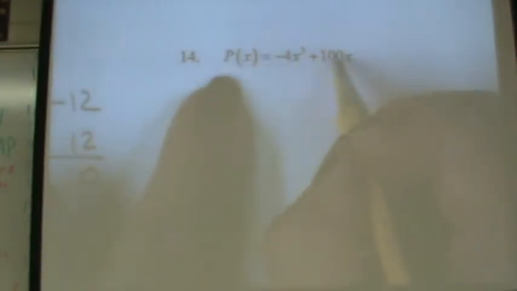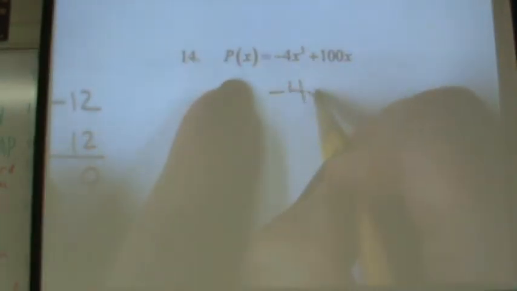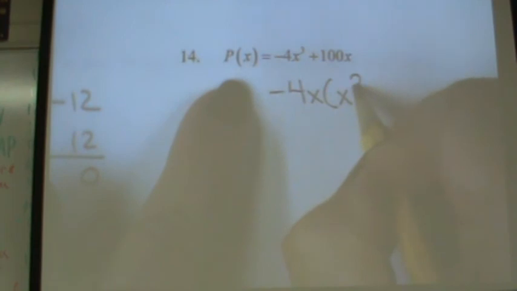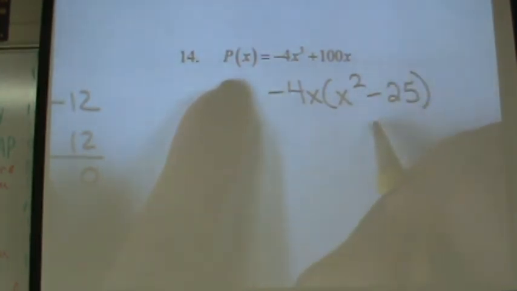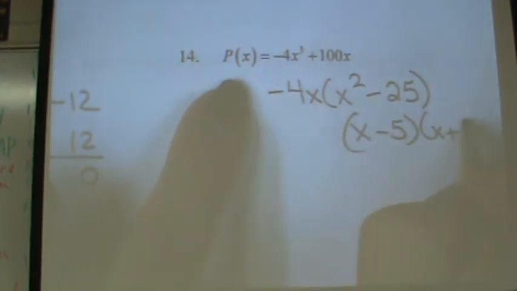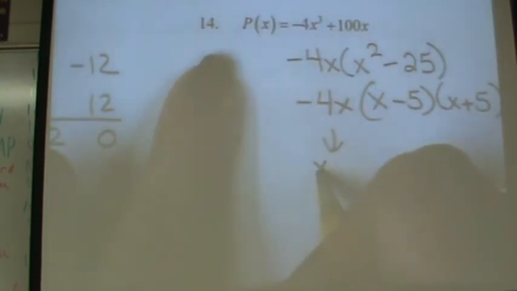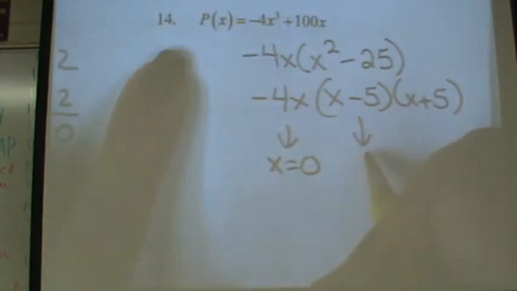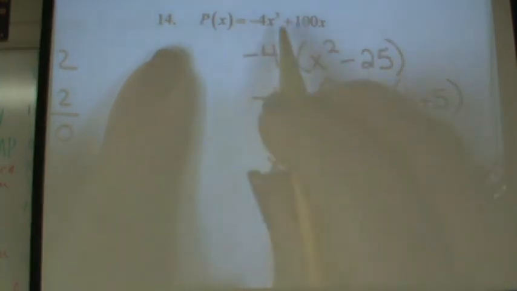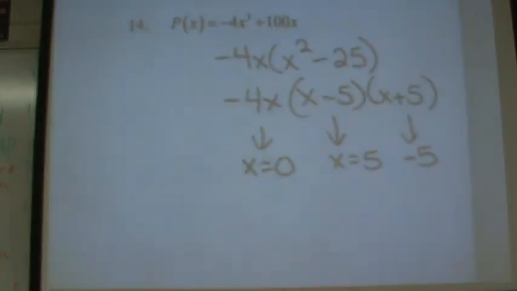Number 14. This one, I would factor out a negative 4x, and you're left with x squared minus 25. And this is the difference of 2 perfect squares. So your zeros are 0, 5, and negative 5. So this one you can just pull out negative 4x and find your zeros that way.